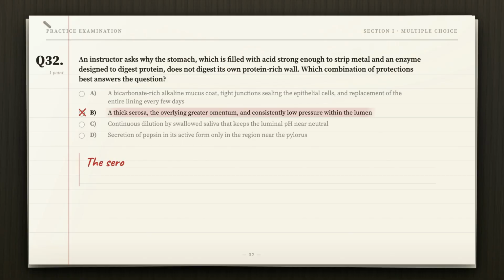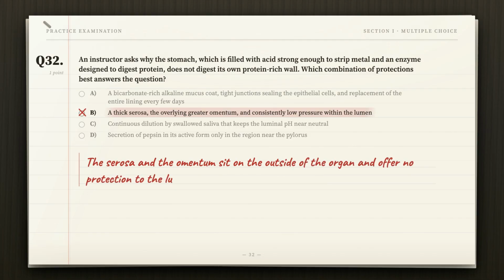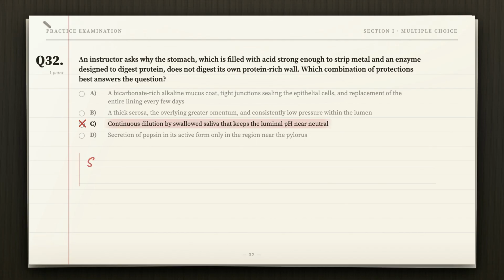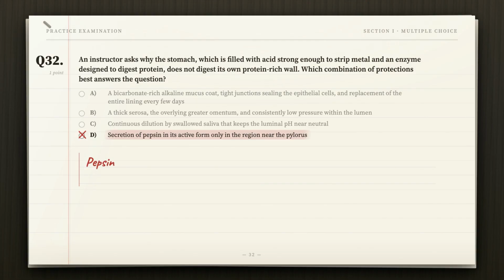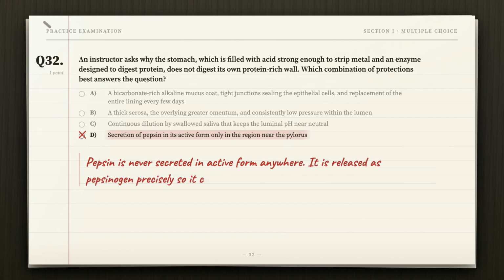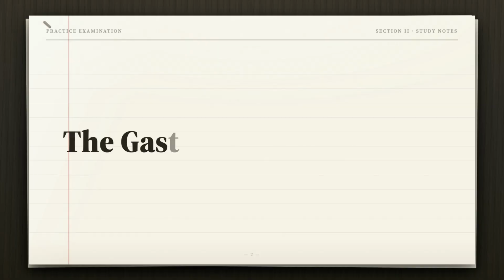B is wrong because the serosa and the omentum sit on the outside of the organ and offer no protection to the luminal surface where the acid actually is. C is wrong because saliva is swallowed in small volumes and is quickly overwhelmed. Gastric pH stays near 1.5 to 2 during digestion. D is wrong because pepsin is never secreted in active form anywhere. It is released as pepsinogen precisely so it cannot digest its own cell of origin.